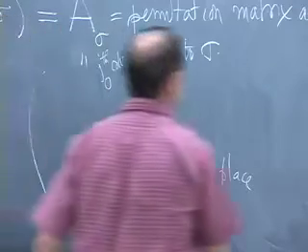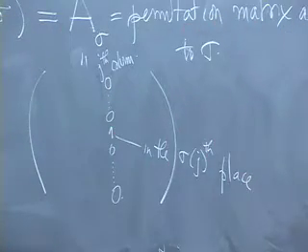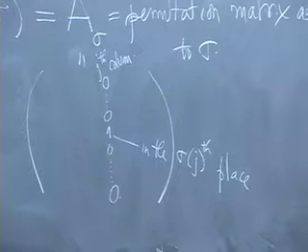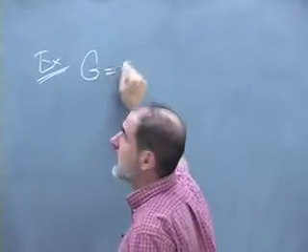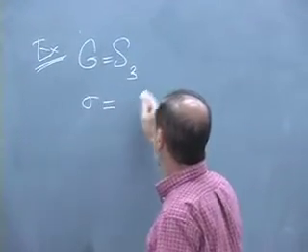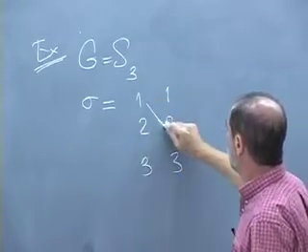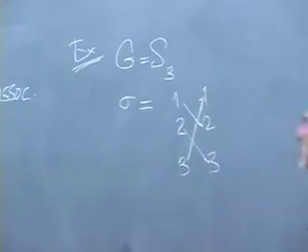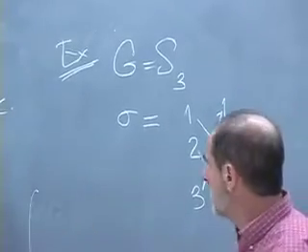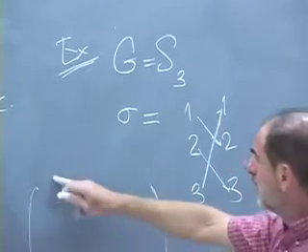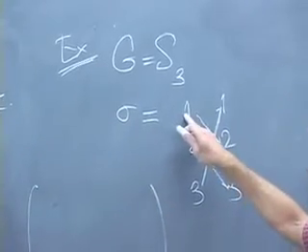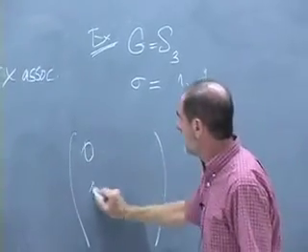So let us take a permutation in the symmetric group on 3 letters and write down its permutation matrix. Example, G is equal to S3, and sigma is the thing that cycles the things around. 1 goes to 2, 2 goes to 3, 3 goes to 1. That's a good permutation. Its permutation matrix, according to this definition, is as follows. In the first column, you see where you take 1, it takes it to 2. So the first column looks like this.